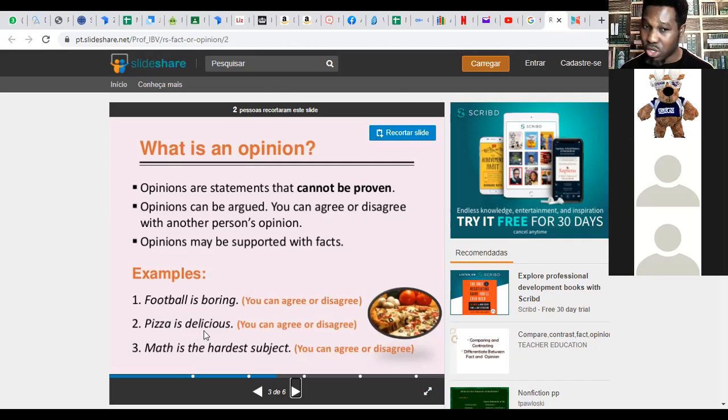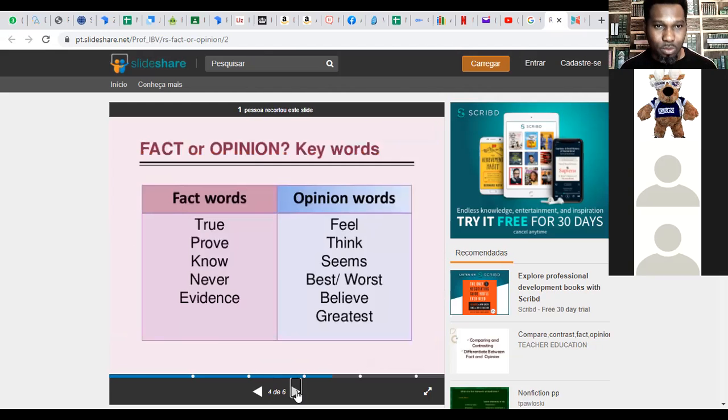Pizza is delicious. You can agree or disagree. So it is an opinion. Math is the hardest subject. It depends. It might be easy for you and it might be difficult for me. So it is an opinion. Okay? Good. Now, facts or opinion.